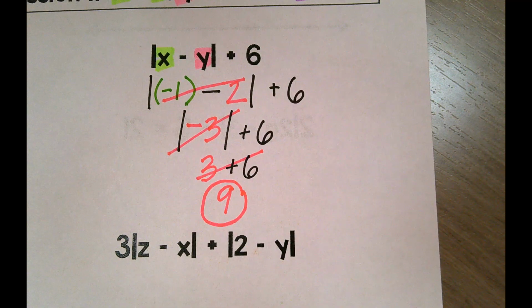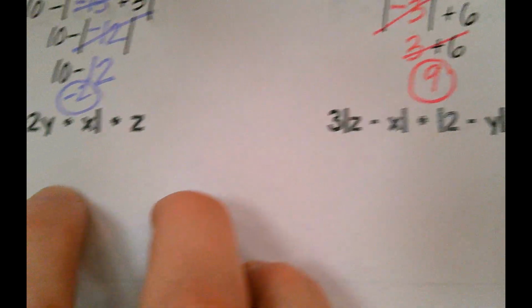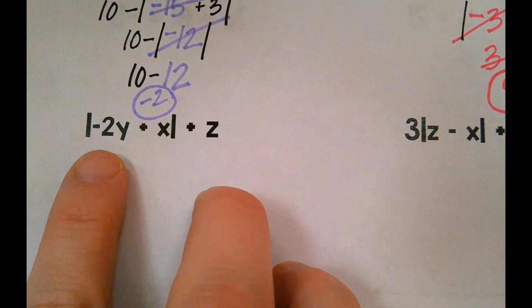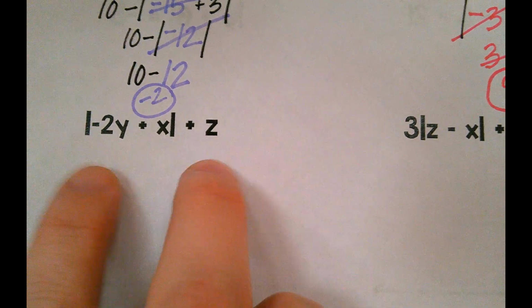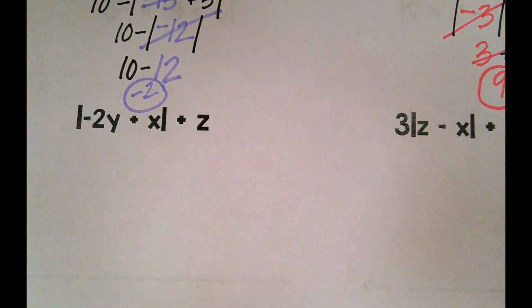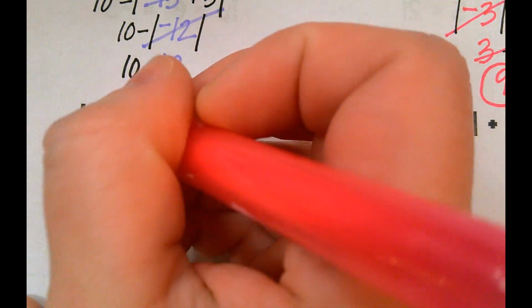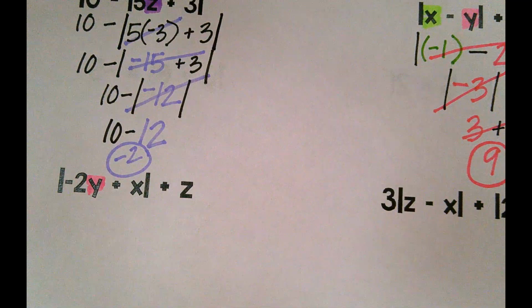Let's do one more. Let's look at this one down here. I'm using all 3 variables in this last one. I've got the absolute value of -2y plus x, and then outside of that I have plus z. What would I do here? Simplify it by doing your absolute value bar. Okay. -2 times 2. Plus y. -1 is my x.